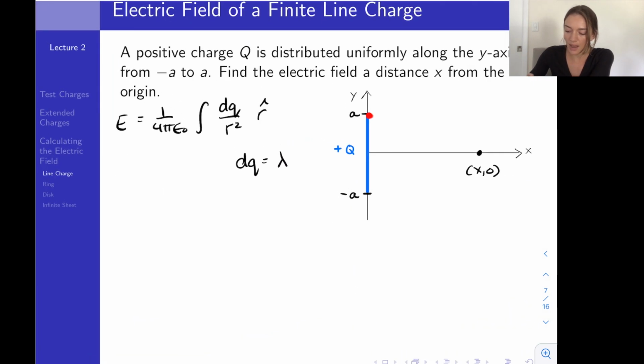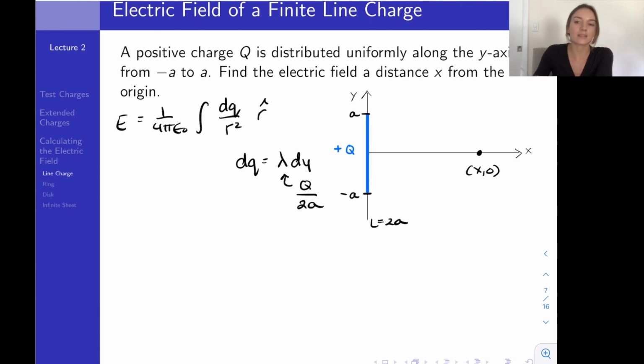And then you can see that our line charge is along the y-axis. So we're going to be integrating with respect to y because that's where our charge is. So lambda dy is our differential element here, our dq. And we know lambda already, right? It's the total charge per unit length. We know our total charge is q, and our total length goes from a to negative a, so our total length is 2a.